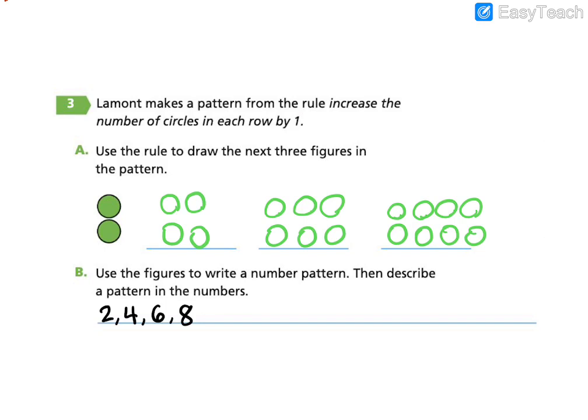So if we needed to describe that, what's our starting number? So we start at 2, and then we add 2. Okay, so you're starting at 2 and adding 2 each time.